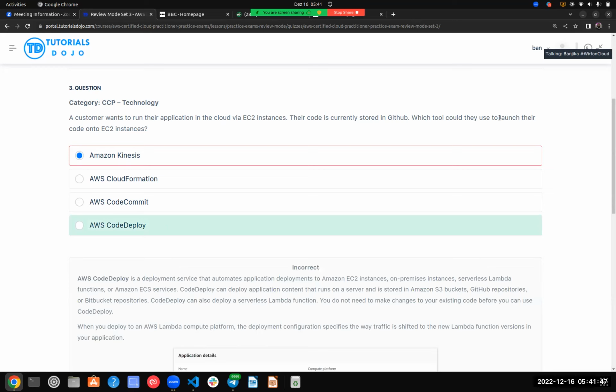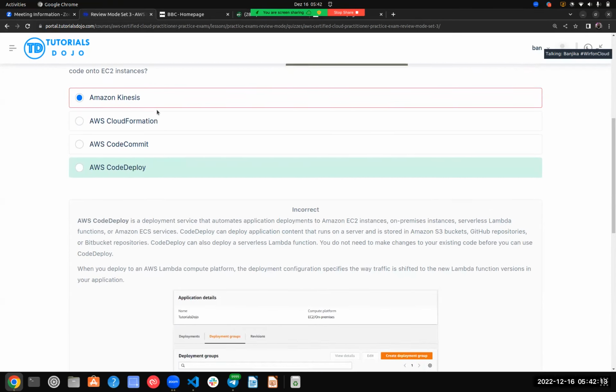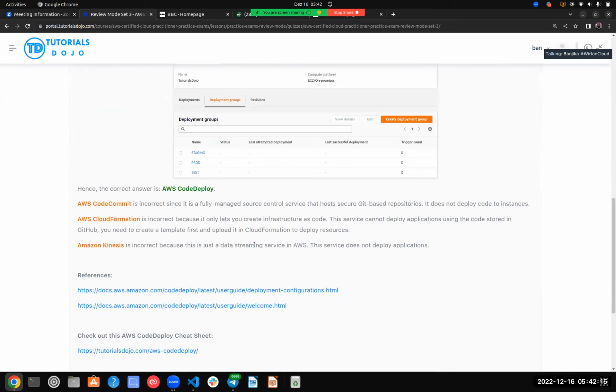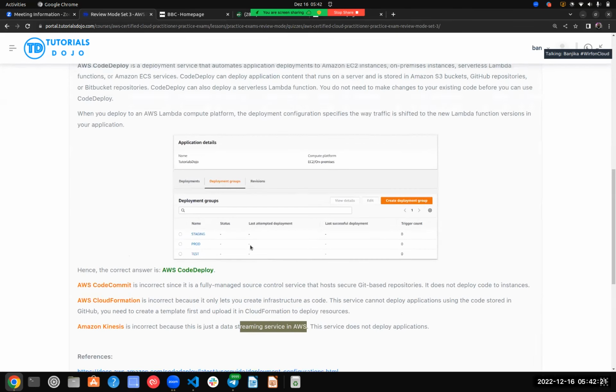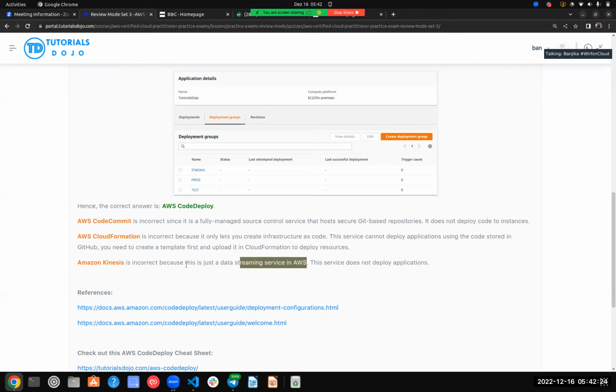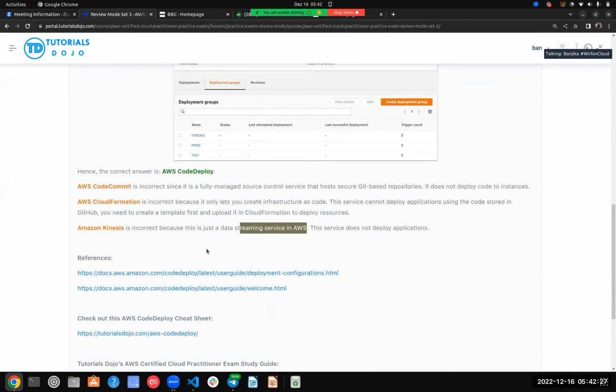So that's why I keep saying that you want to launch code onto EC2. The launch there should be for deploy. CodeCommit is an alternate form of GitHub. So in AWS, if you are looking for a way to store code, you can look for CodeCommit. But the question here is talking about launching. Kinesis is instead for real-time streaming. Because this is just a data streaming service in AWS, it does not deploy applications.